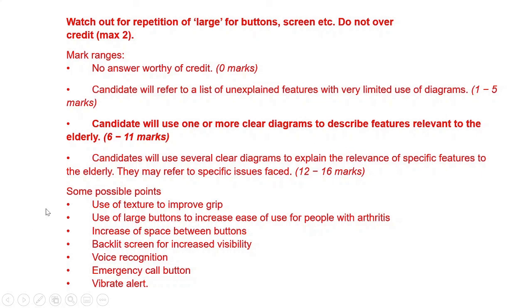As past examples: texture to improve grip, large buttons to help people with arthritis, increased space between buttons, a backlit screen to make it easier to see, voice recognition, an emergency call button, vibration alerts. There are loads of other ones you could have as well. So basically, bring up the point and then say how that will be suitable for the person.